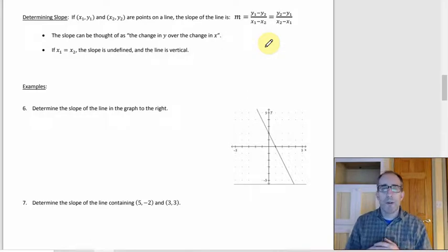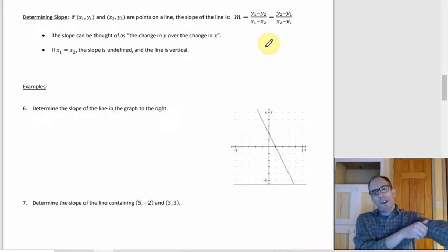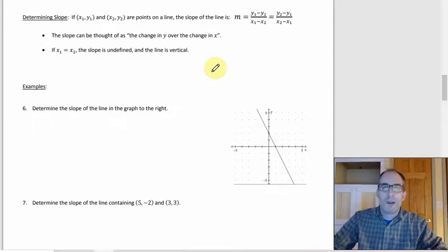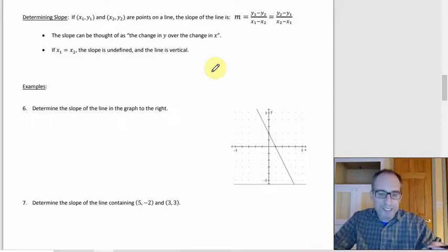And I guess that statement works in both directions. If you have an undefined slope, you're going to have a vertical line. But also if you have a vertical line, you're going to have an undefined slope. So it is possible to have an undefined slope, but that's actually one of the special cases where you don't have to do quite as much work, I suppose.